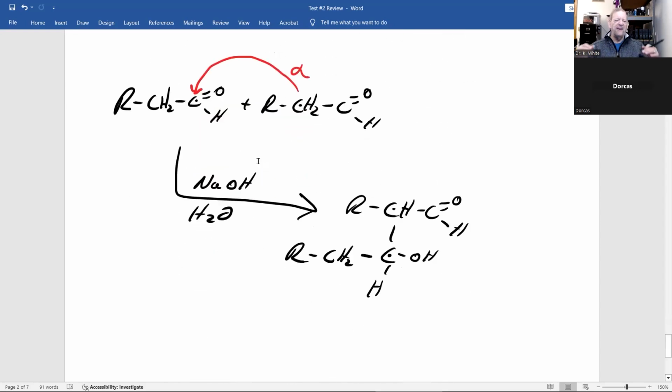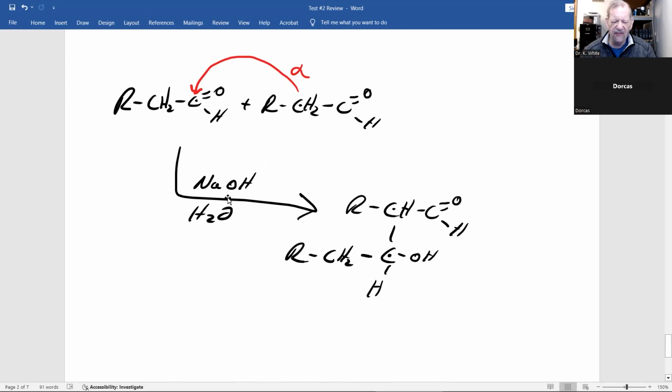And finally, one of my favorites, the aldol condensation. This involves doing an enolate anion. Remember, the alpha carbon, the carbon bonded to the carbonyl, has acidic protons.